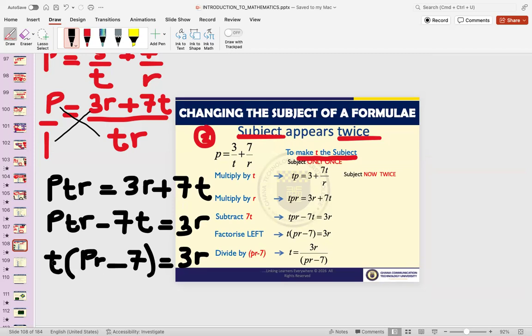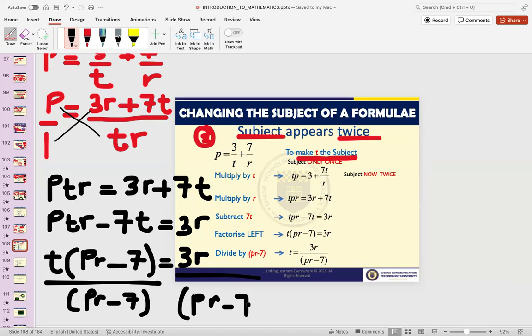What can you do for T to stand alone? It means divide every side by what is attached to it. PR minus 7. And then you do the same thing here. Divide it by PR minus 7. Then you do your cancellation. So this whole thing will cancel this whole stuff. Now the T we are looking for is now standing alone.